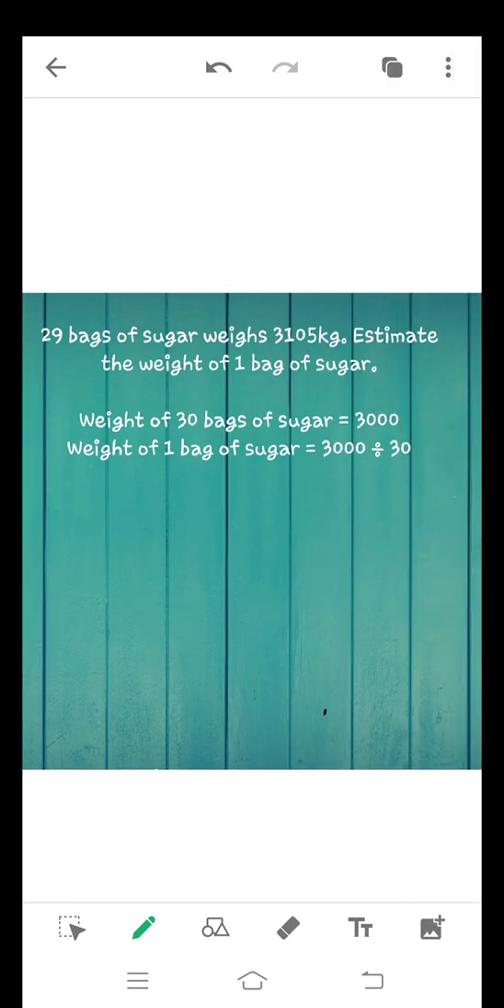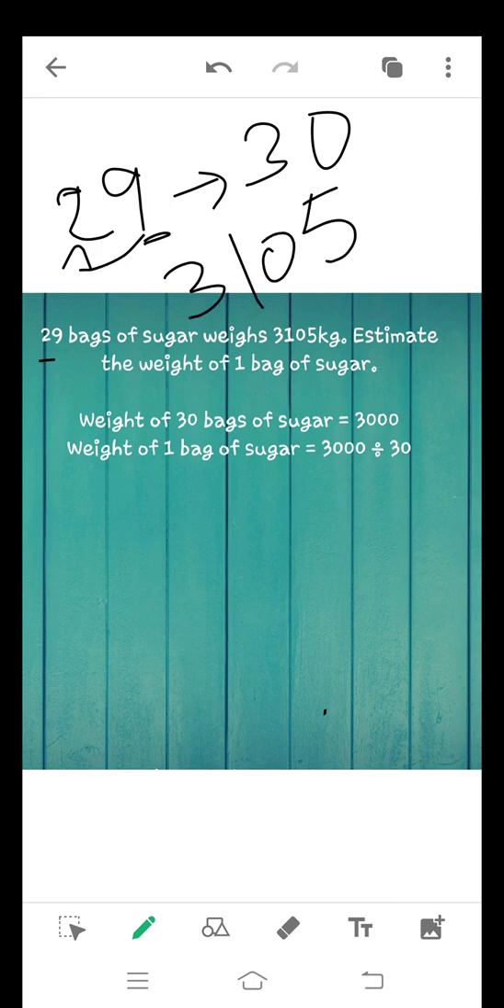Now see word problems. 29 bags of sugar weigh 3105 किलोग्राम. Estimate the weight of 1 bag of sugar. हमारे पास 29 बैग्स का वेट गिवन है, वो है 3105 और हमें कैलकुलेट करना है 1 बैग का. जब भी हम 1 की वैल्यू कैलकुलेट करते हैं तो उस क्वेश्चन में हम डिवाइड करते हैं. First of all estimate both the numbers. 29: estimate it to the nearest tens. So 9 is greater than 5, so we will add 1 to the tens place, it becomes 30.